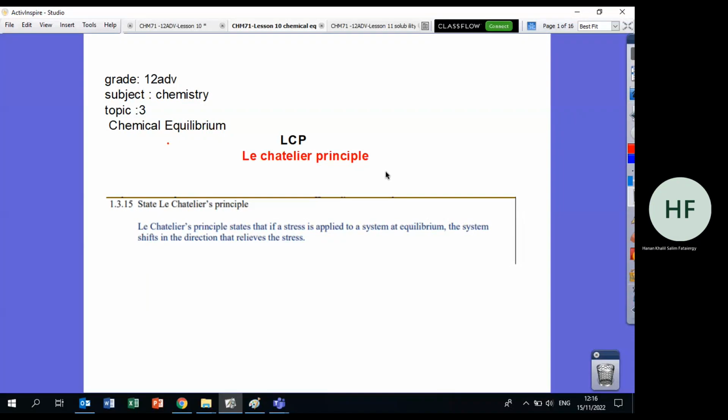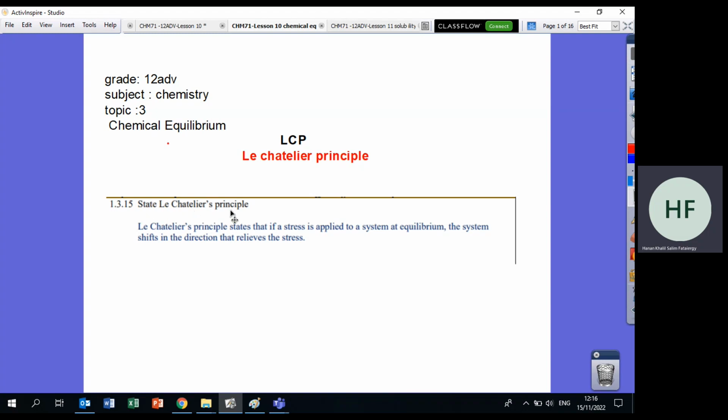Going to explain for you lesson 10. The title of the lesson is Le Chatelier Principle, and this is the second lesson in topic 3. If you want to consider topic 3 as the new chapter, so this is the second lesson, and it is chapter number 10 in your curriculum.